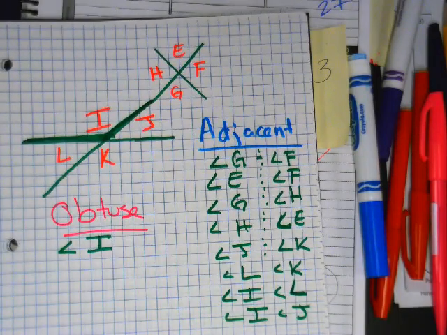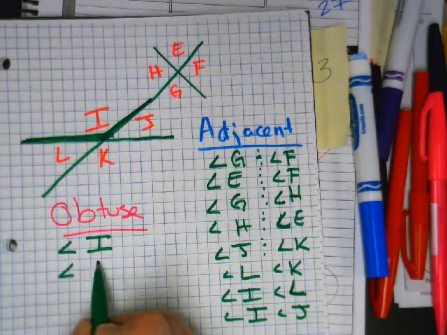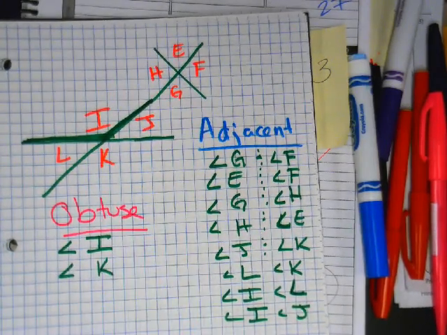Which angle? I thought you meant like you could do L. No, I didn't say angles. I didn't say supplementary. I said obtuse. Okay, which angle? There's one more that is 100% obtuse. It's upside down, but it's still obtuse.